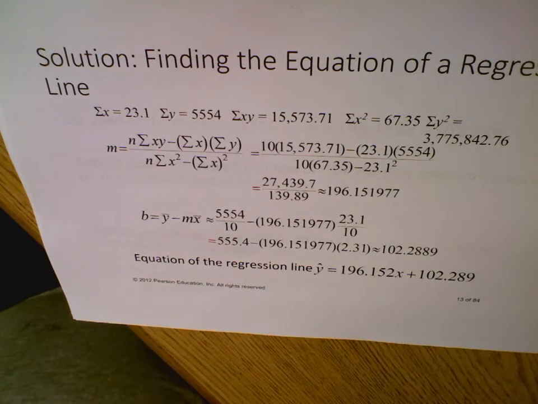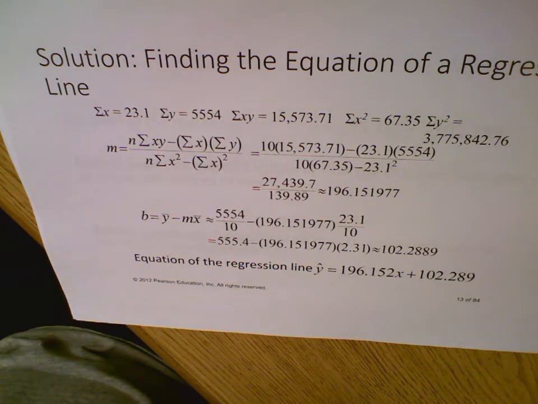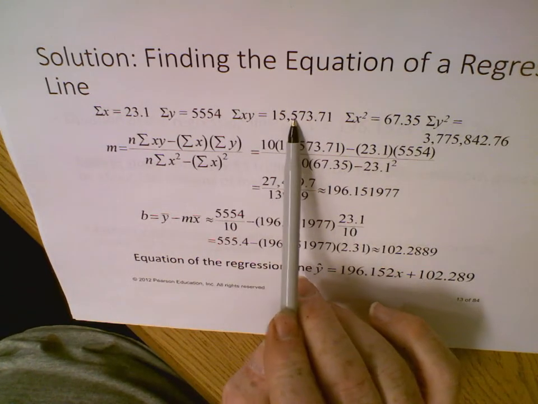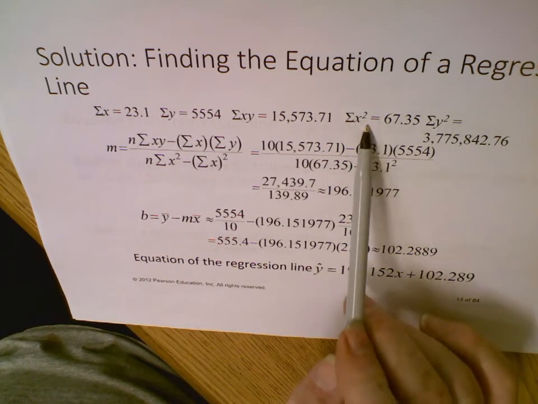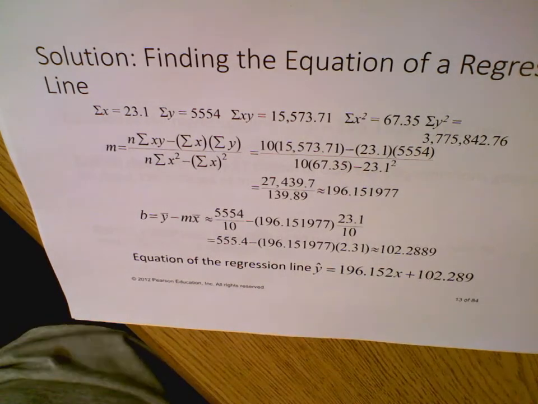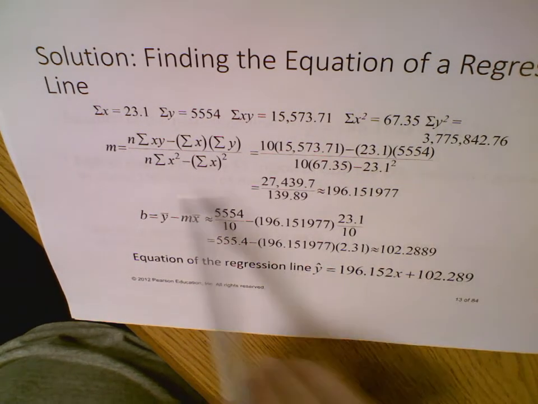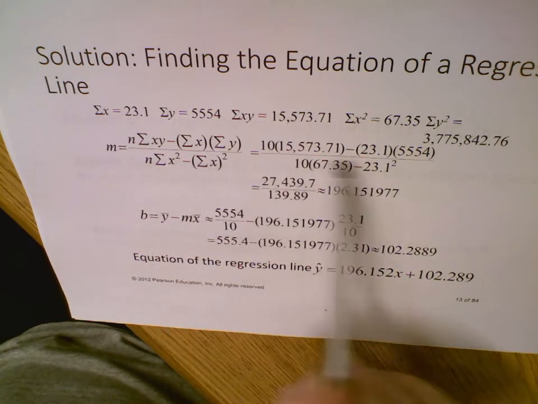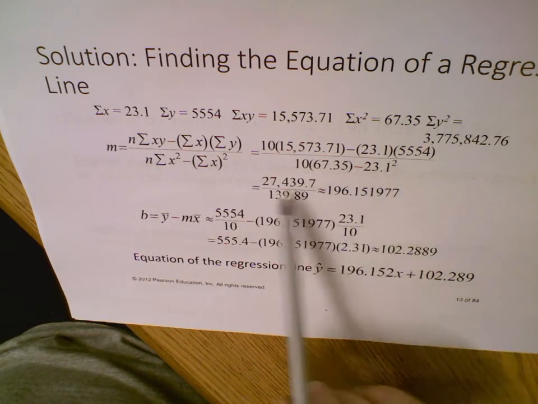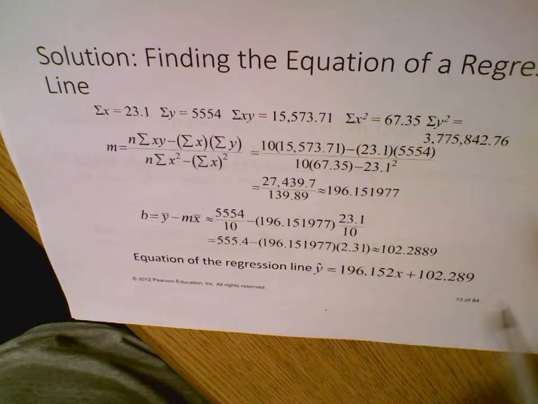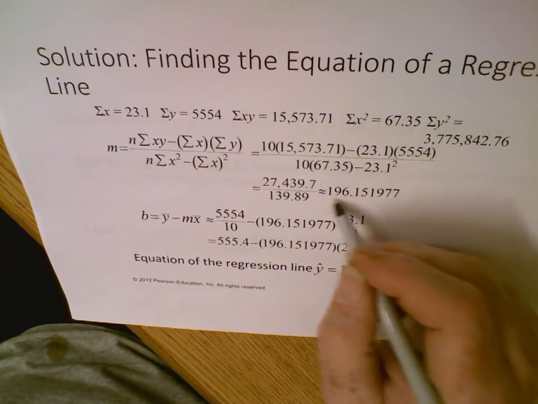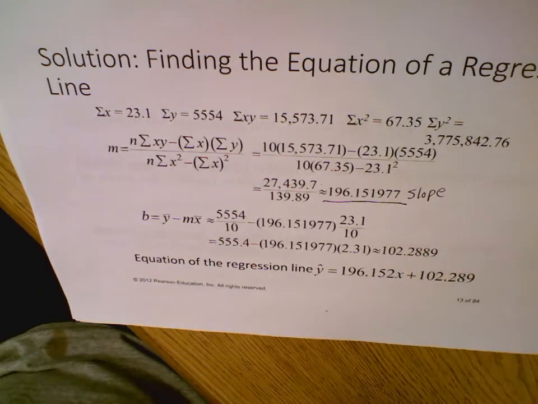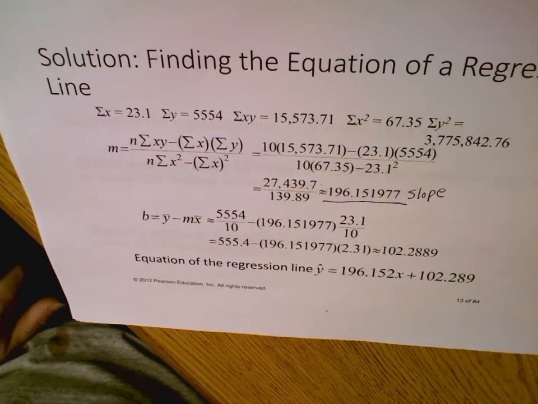This is what it looked like if I took all those numbers. I have my sum of my x's, sum of my y's, sum of the x's times the y's, the sum of all the x squareds. And if I plug into the slope formula, I end up with this. Then I plug all that into my calculator, and I come up with the slope is 196.151977.